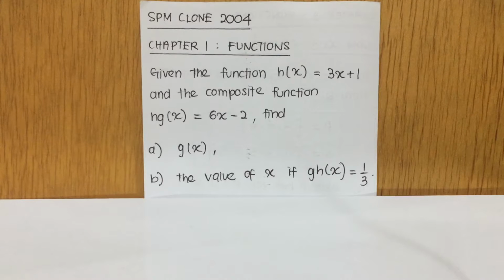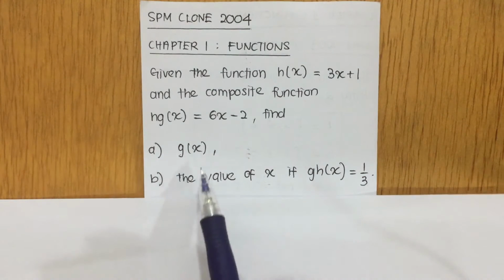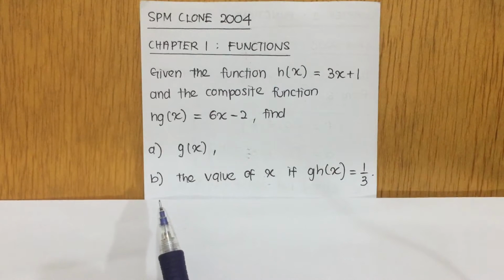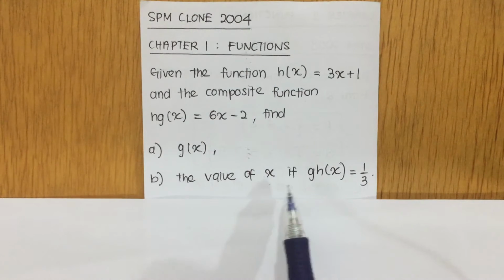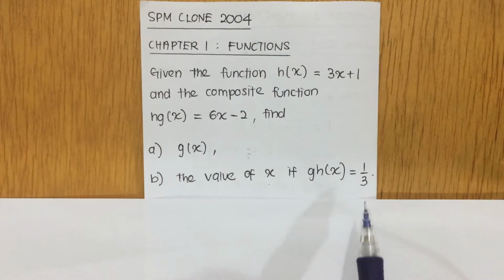Alright, let me read the question now. Given the function h(x) is equal to 3x plus 1 and the composite function hg(x) is equal to 6x minus 2. So the question asks to find the function g(x). That's for part A. As for part B, they ask to find the value of x if gh(x), which is the composite function, is equal to 1 over 3. So this is the overall question, guys.